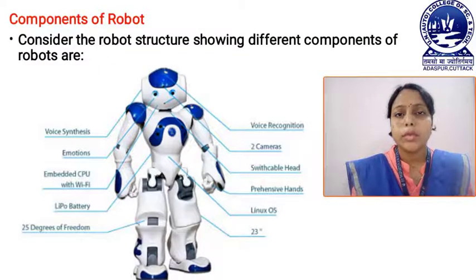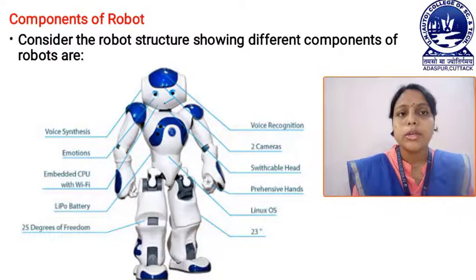Next, components of robotics. Now look at this figure. This figure shows the different components of robotics. Here the first component is voice synthesis. Then next one is the emotions. Then embedded CPU with Wi-Fi. Next one is LiPo battery. Then next 25 degrees of freedom. Then next one is the voice recognition, and next two cameras. Then switchable head. Then next one is prehensile hands. Then next Linux operating system, and last one is the 23 inches. These are the different components of a robot.